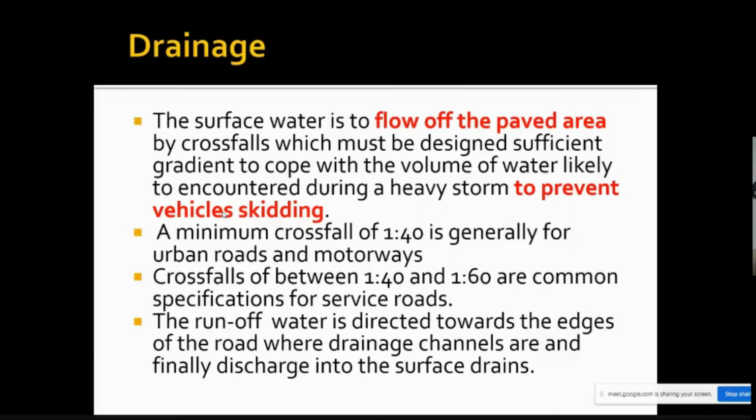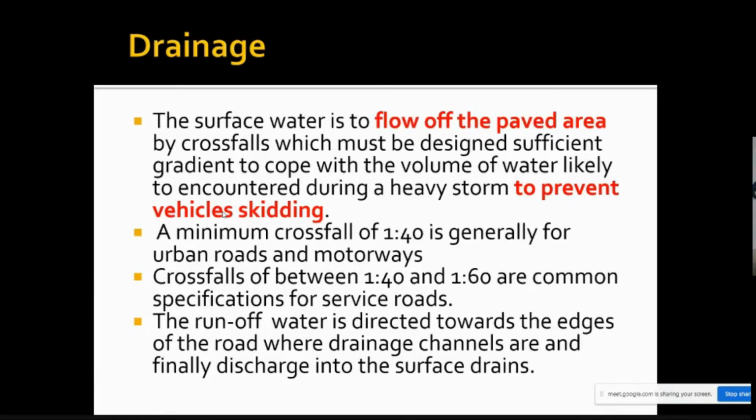Surface water is to flow off the paved area by cross falls, which must be designed with sufficient gradient to cope. Like what I have said, this is to prevent vehicles skidding. They skid on the road, or sway, whatever you want to call it. Kita tak nak air bertapung atas jalan raya. So air mesti run off the paved surface.